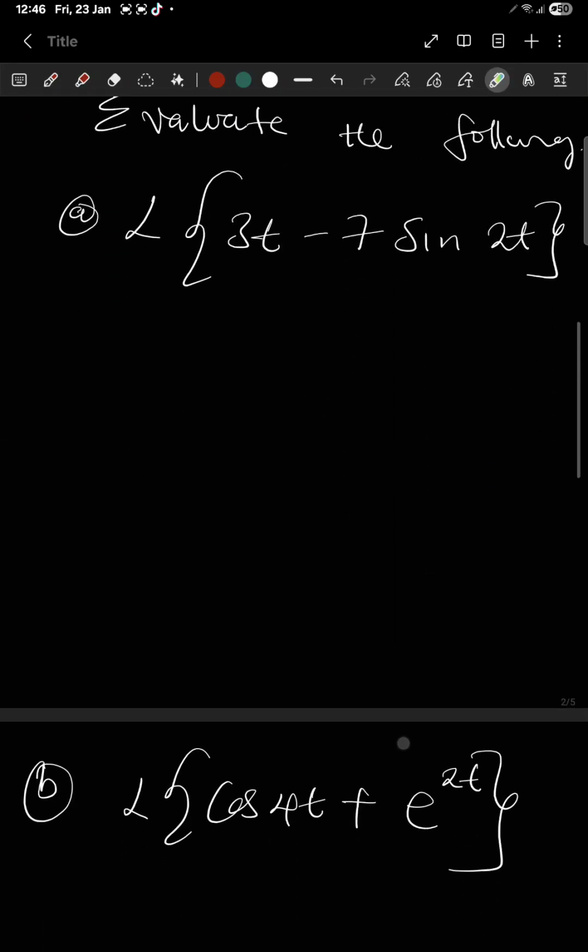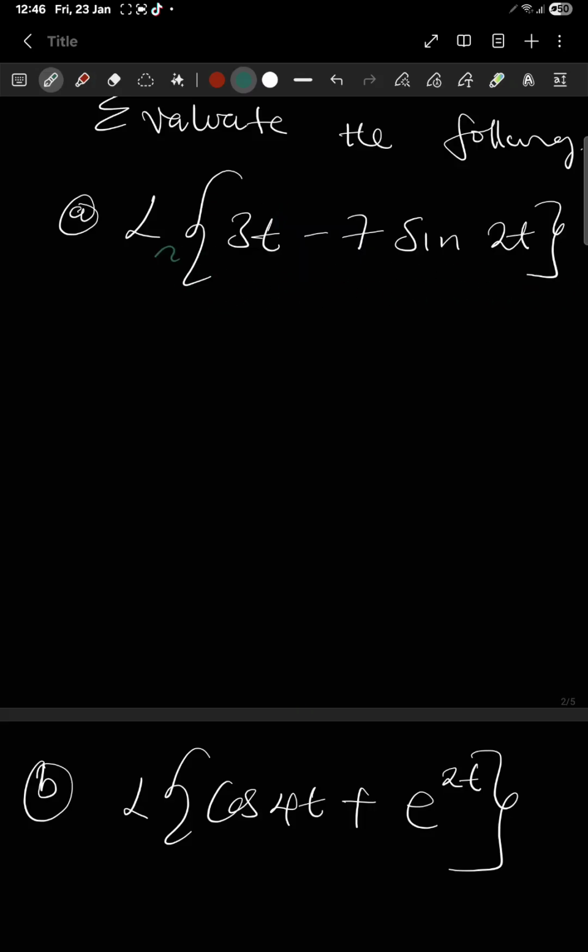Alright, having laid that foundation, let's see how we can simply solve questions on the Laplace transform. With me here, I have these questions. The first one says evaluate the following. So the first question is evaluate the Laplace of 3t minus 7 sine 2t. As you can see, we are given these brackets, and whenever you are given Laplace, you can start by simply multiplying that Laplace throughout what is given in the brackets.